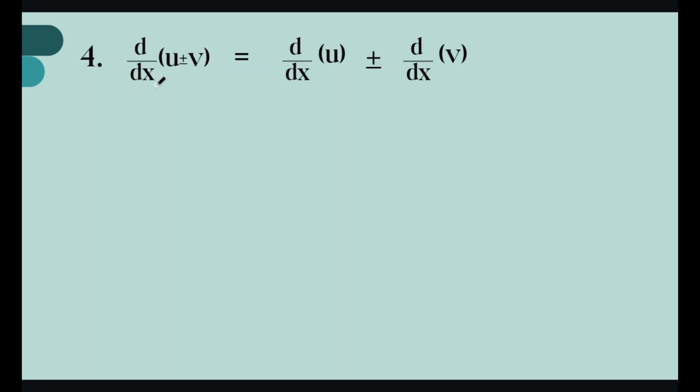The fourth formula is d by dx of u plus or minus v equals d by dx of u plus or minus d by dx of v.